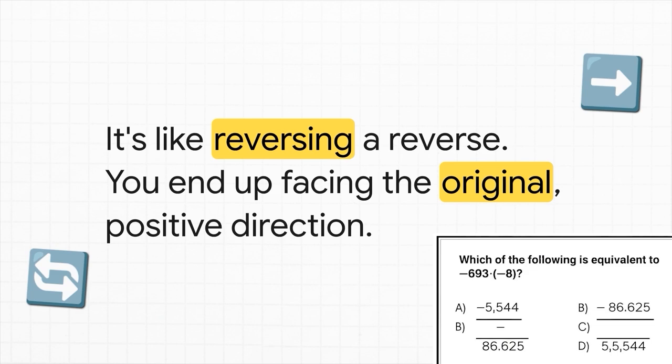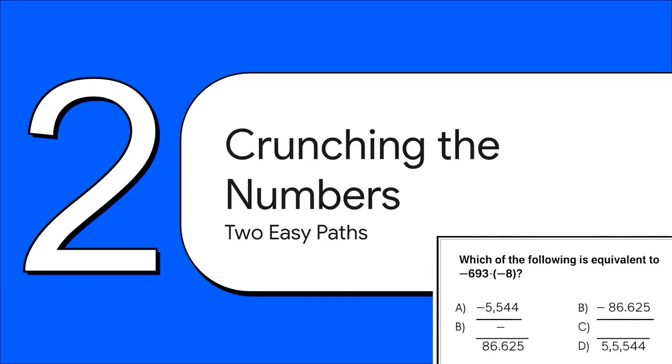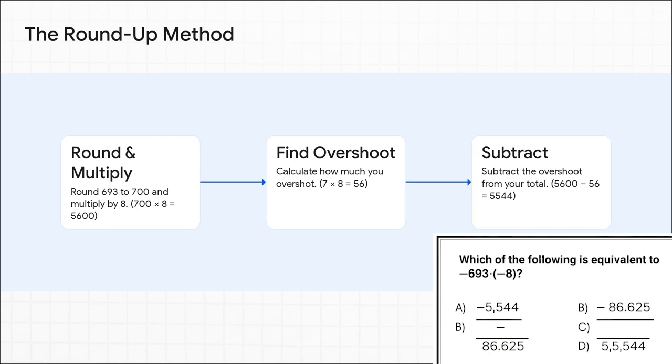Now let's multiply the sizes. You can do it a couple of easy ways. One way, 700 times 8 is 5,600, but we added an extra 7 when we rounded up to 700, so we subtract 7 times 8, which is 56. 5,600 minus 56 equals 5,544.